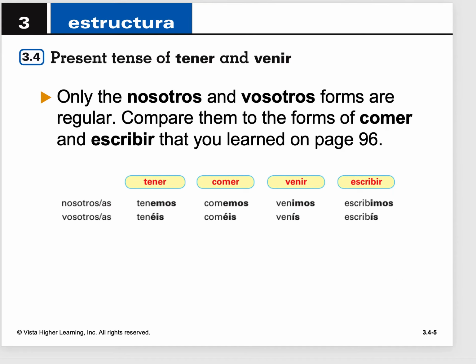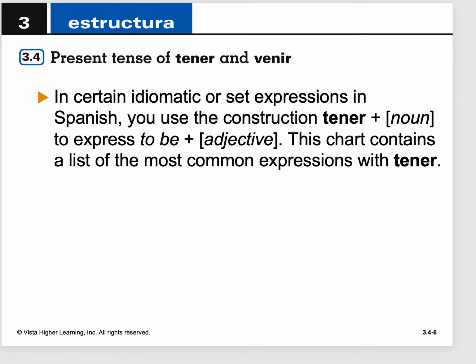Only the nosotros and vosotros forms are going to be regular. All the other ones are going to have either an ending change or a stem change in the stem of the word. If we compare this to what we know about comer and escribir, then we can look at tenemos, comemos, venimos, look at that I, escribimos. Tenéis, coméis, venéis, escribís. So you're going to see those irregularities cropping up there with those two verbs.